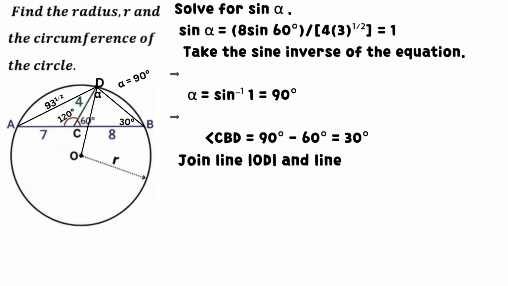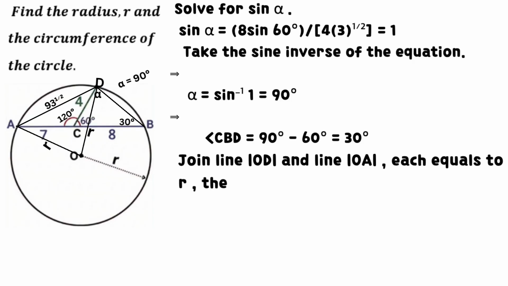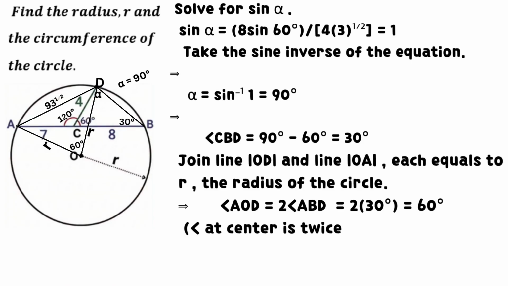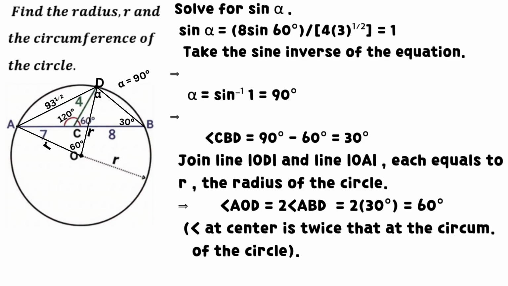Join line OD and line OA. Each equals R, the radius of the circle. It implies that angle AOD equals 2 times angle ABD, as shown on the screen. The reason is that the angle at the center is twice that at the circumference of the circle.